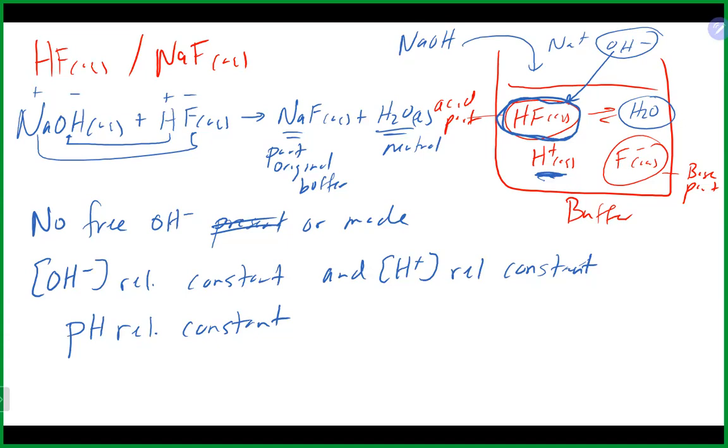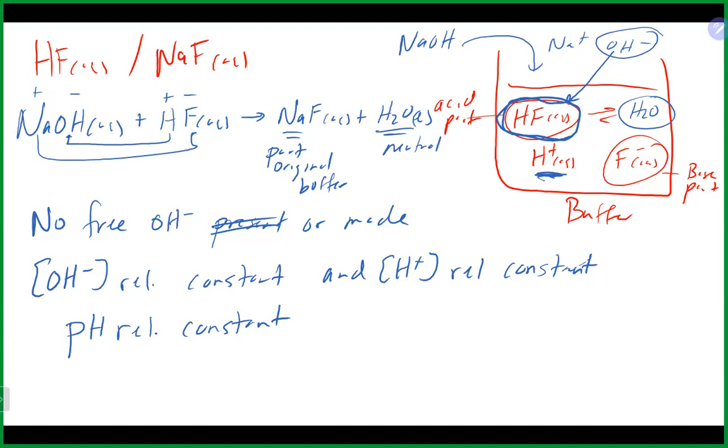So this is really why it's extremely important that if you want to make a buffer, you should always make it out of a weak acid and its conjugate base, or a weak base and its conjugate acid, because if you do not do that, you will not have the acid part or the base part that needs to be in that solution to maintain the pH.